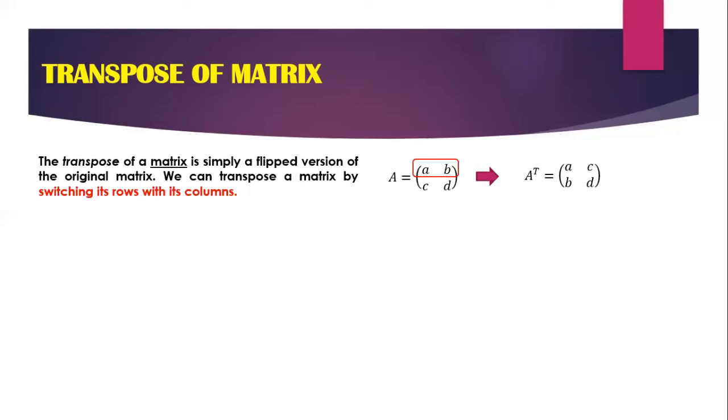So what's the process? The components a, b switch to the first column, and the components c, d will be switched to the second column. Is it clear to you? Once again, the first row switches to the first column. The second row, c, d, will be switched to the second column. Is it clear to everyone? Very good.